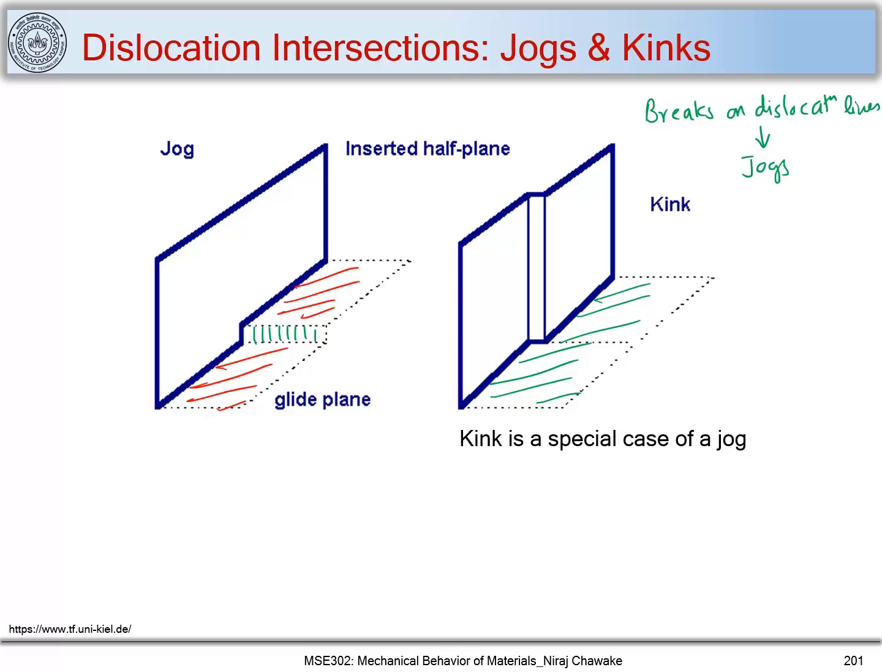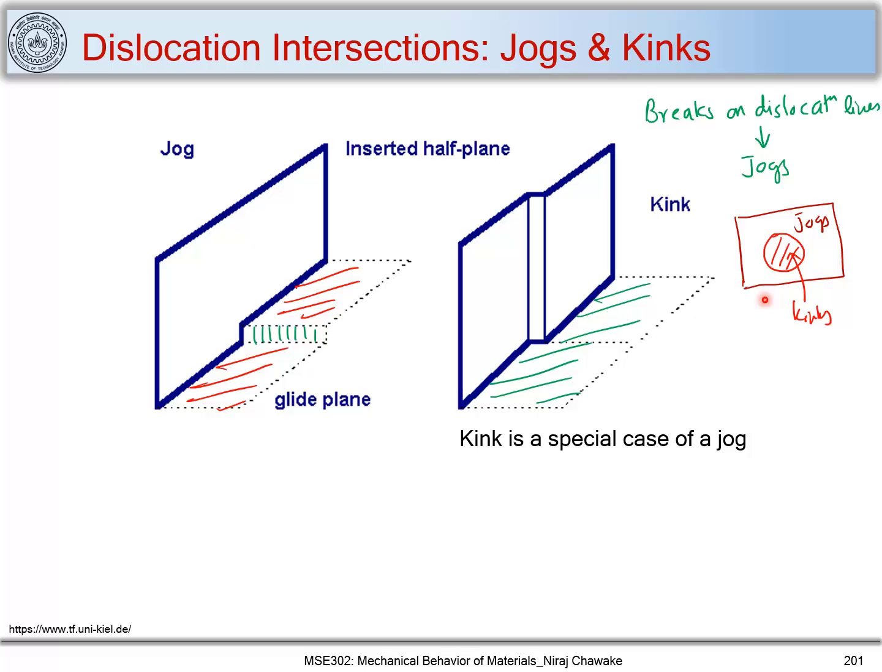Let me put it in a set format. So you have jogs, and kinks are nothing but a subset of these jogs. So these are kinks, which are a special case of jogs where the break on this dislocation line stays on the same glide plane.